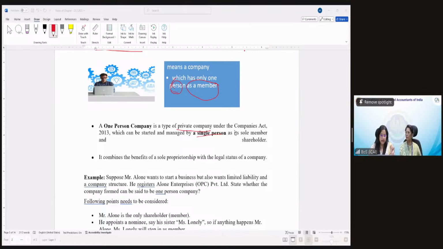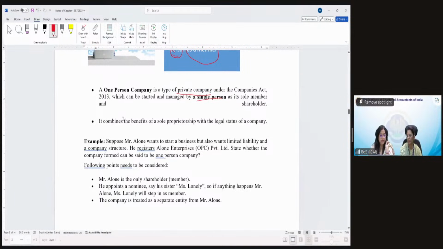Correct, very correct. So they should have one more person, or they should have a will kind of a thing. They should somewhere write that if I am not there, this person will manage it. You understand? We should have some other person who can step into the shoes of that sole person if something happens to that sole person. So this is basically the concept. Now let's read the provisions.